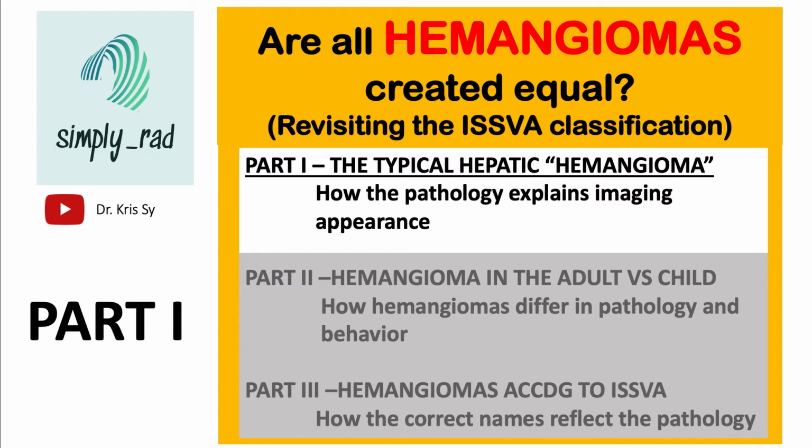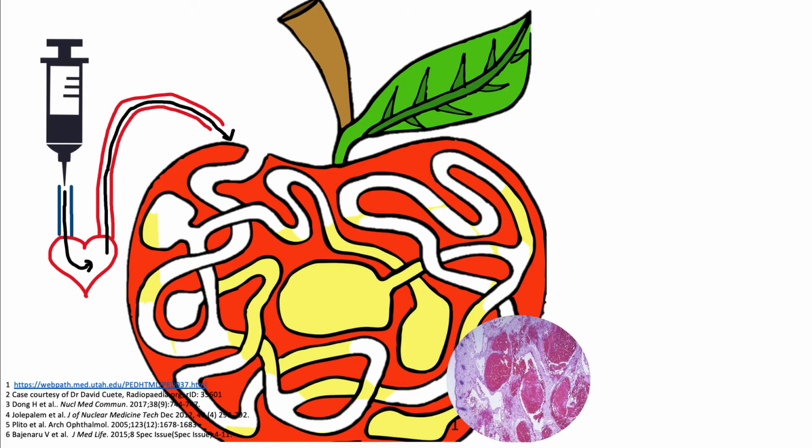For part 1, let us first describe the very common lesion, popularly known as the typical hepatic hemangioma. This is also sometimes known as the cavernous type or cavernous hemangioma. Imagine that this apple is the hepatic hemangioma. Again, this is commonly called the cavernous hemangioma. What do you notice?